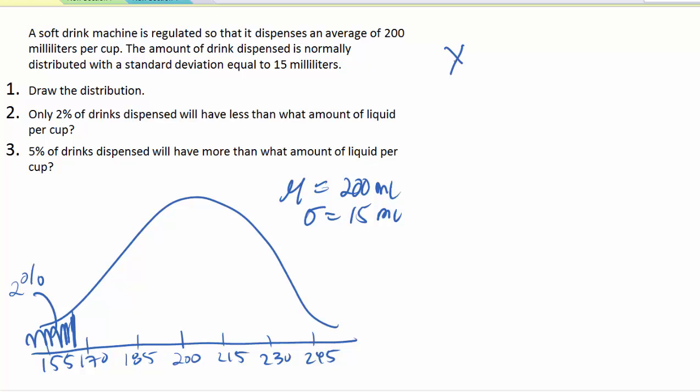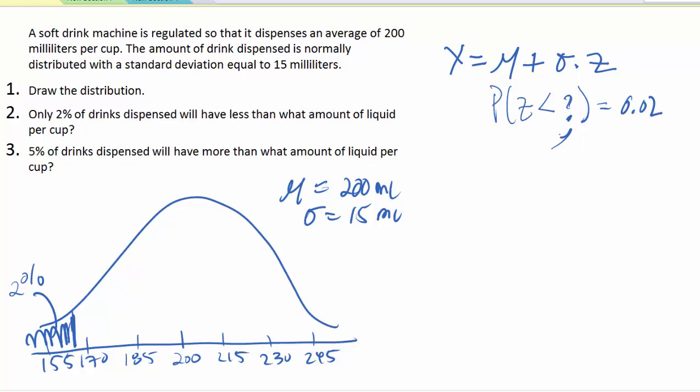It is x will be equal to our mean plus sigma times z, where z is the value in which 2% of our data will fall below in the standard normal distribution. So we want to find the probability that z is less than some mystery z, which is equal to 0.02. So we need to find this z-score essentially. So z will be equal to something in which the area that falls below that is 0.02.